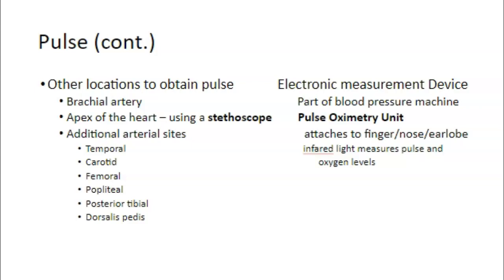Some other arterial sites that you can use are the temporal area. Usually it's got a pretty definitive heart rate, as does the carotid, which is right by the throat. Just don't ever listen to both. Don't ever palpate both carotids at the same time. It cuts off the oxygen to the brain.